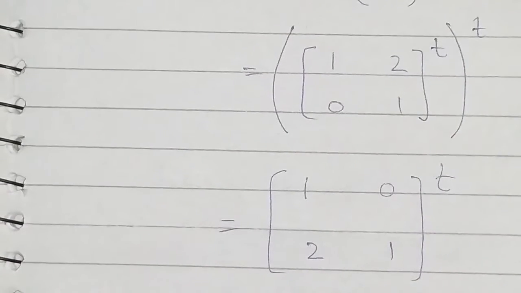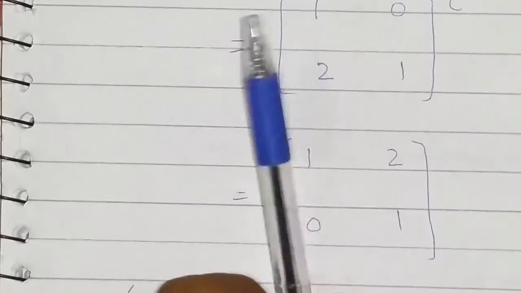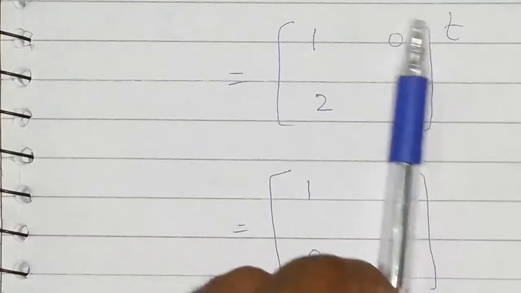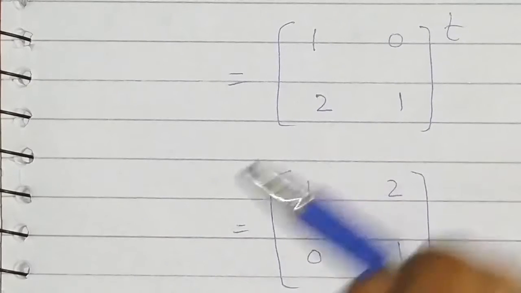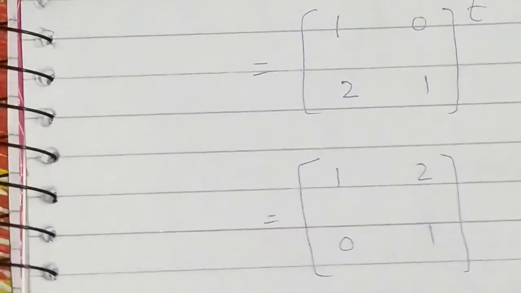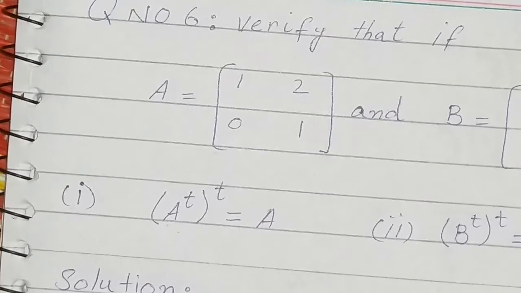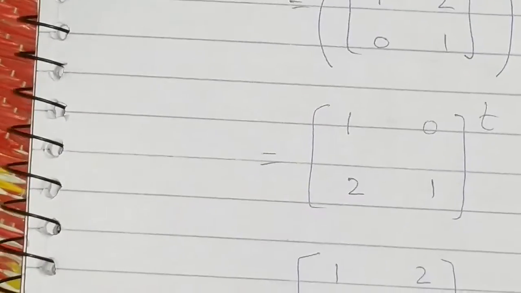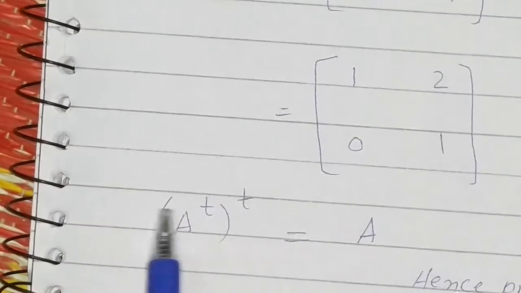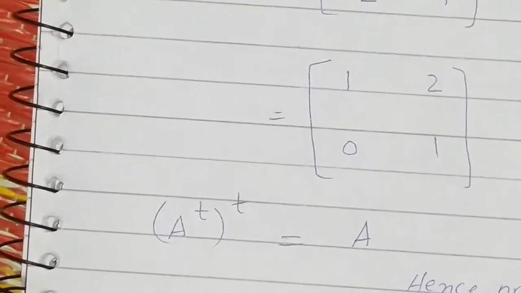Now we make the second transpose, taking the first column and making it a row, and taking the second column and making it the second row. So we see that this matrix is the same as was A, 1 2 0 1 and here 1 2 0 1. So it is A. So the first thing is proved.